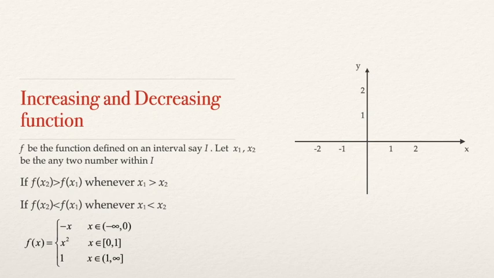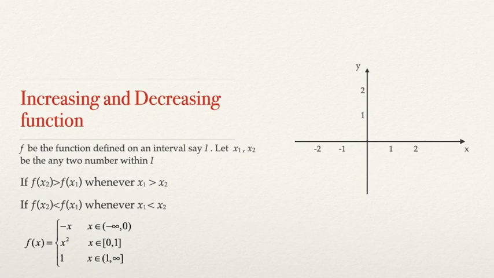If f of x2 is greater than f of x1, whenever x2 is greater than x1, we can say the function is strictly increasing. Again, if f of x2 is less than f of x1, whenever x1 is less than x2, we can say the function is strictly decreasing.